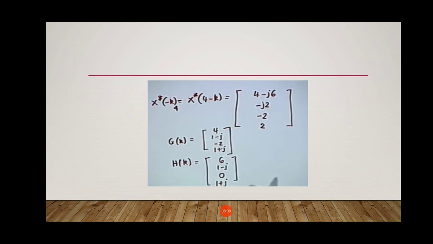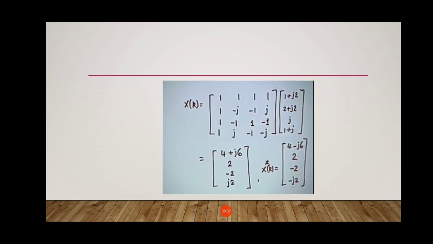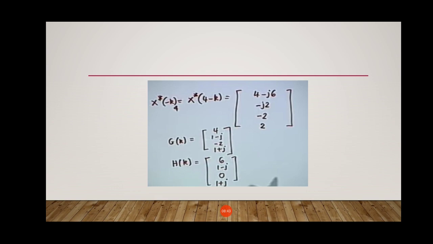So if we now change k equal to 0, k equal to 0 means X star of 4. That means X star of 4, again you have to subtract the modulus 4 here. So that means X star of 0 is the same, that is 4 minus 6j. Now X star when k is 1, that is X star of minus 1 modulus 4. That means we have to add 4, that is X star of 3. X star of 3 was minus 2j. So here minus 2j comes in position of X star of minus 1 modulus 4.